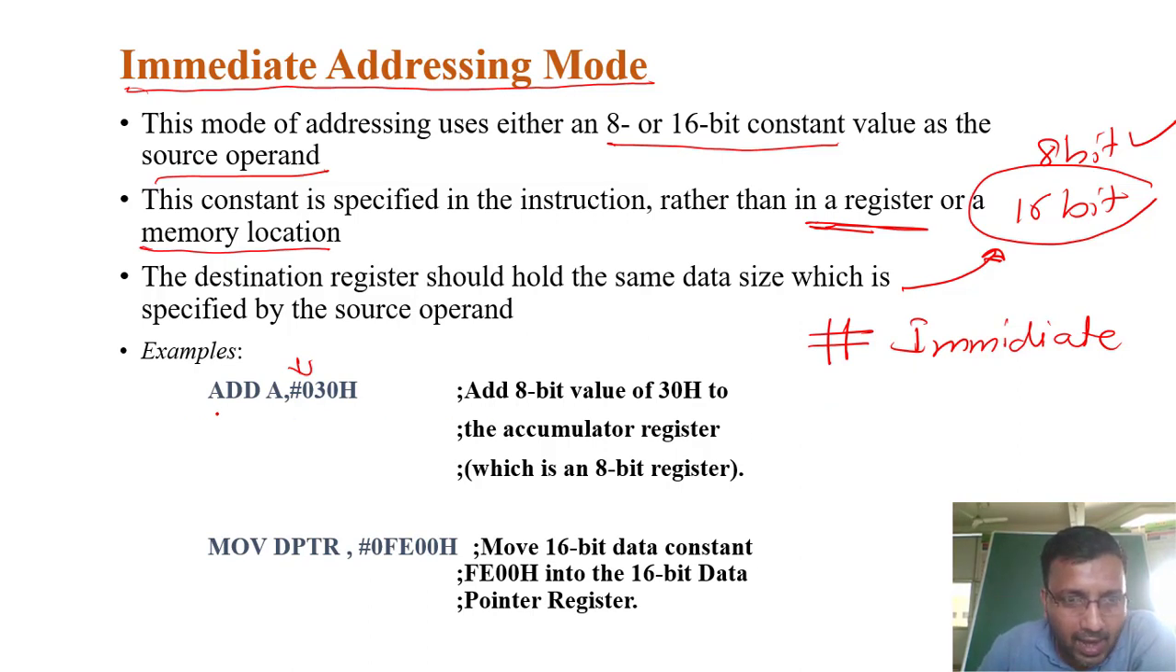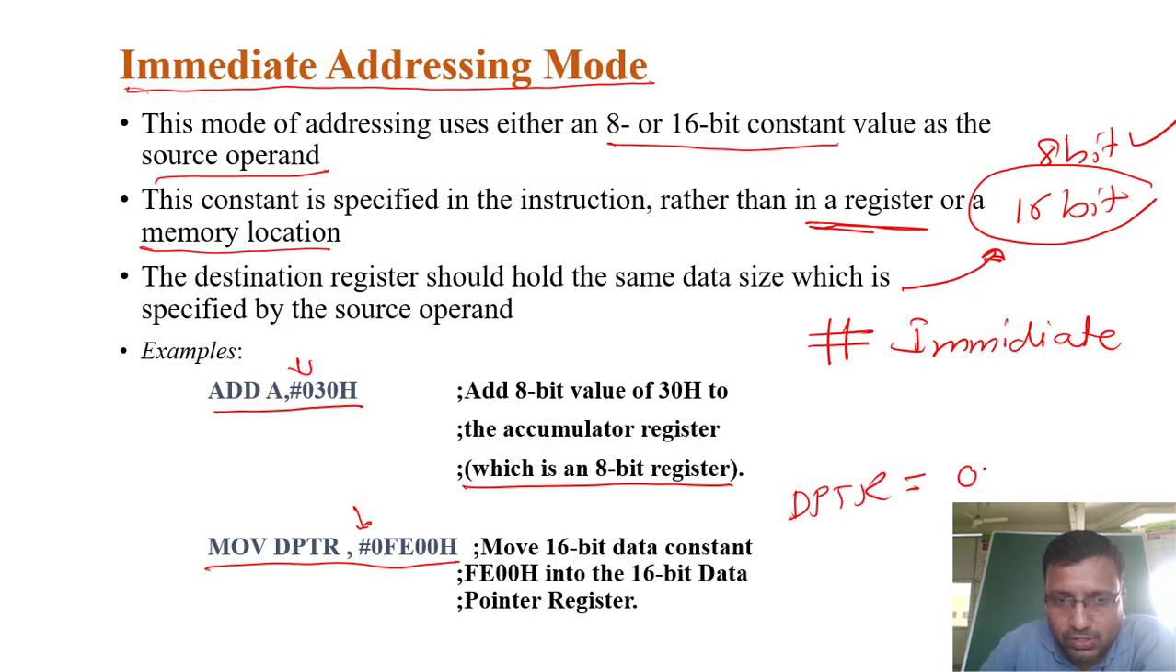Here is an example: ADD A, #30. It will add the previous value of the accumulator with the immediate value 30. It is an 8-bit register, which is why we are passing 8 bits of data. Then MOV DPTR. DPTR is a 16-bit register. Again the hash symbol is important: #0FE00. This will load DPTR. After this instruction, DPTR equals 0FE00. After this the addition will add only 30. Like this, for the immediate addressing mode, the hash is very important.